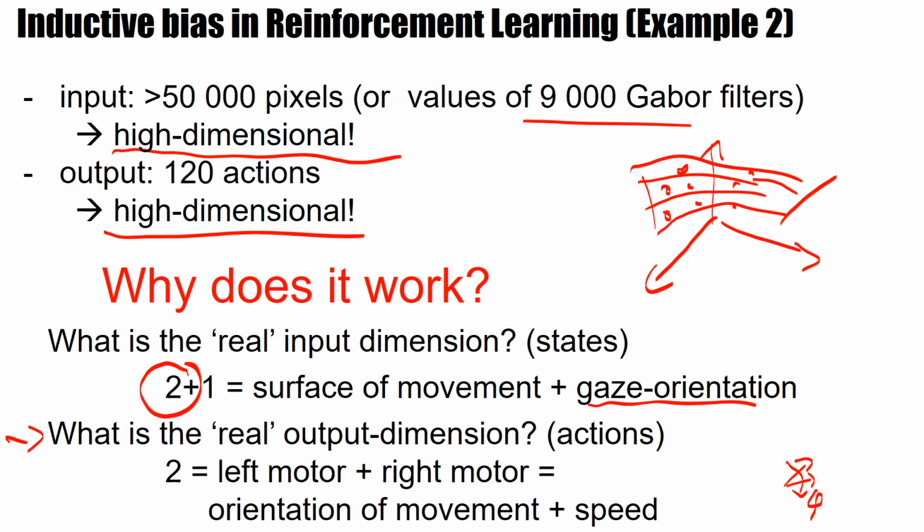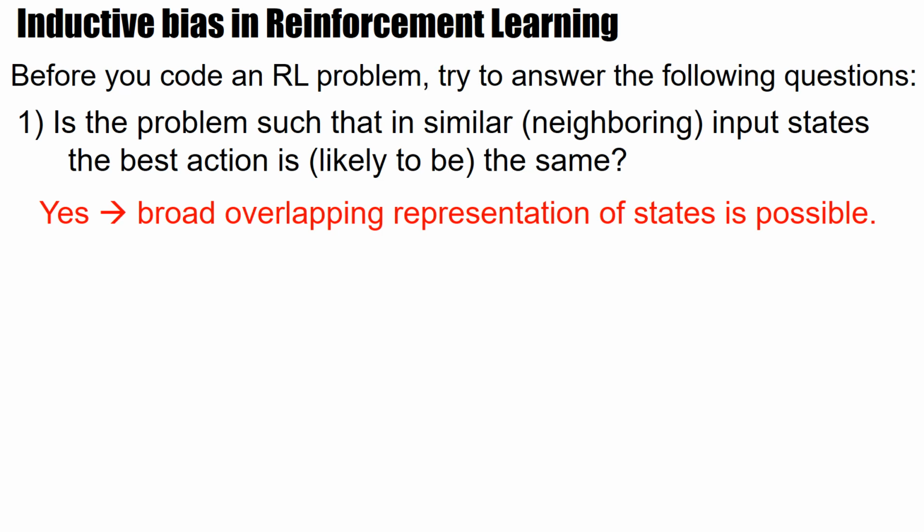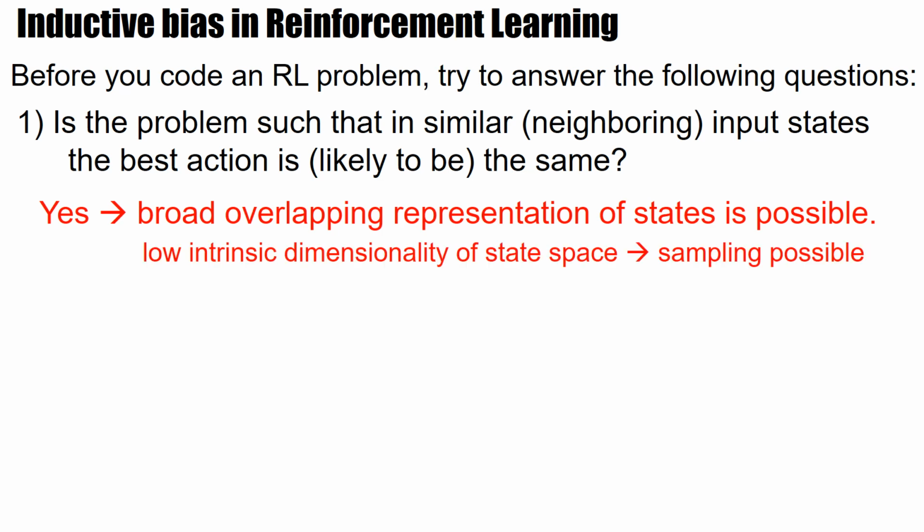So how can we generalize in the output space, in the action space? Now, I said before you code an RL problem, we should try to answer the following questions. Is the problem such that in similar neighboring input states, the best action is likely to be the same? The answer here is yes. And that's why we have broad overlapping representation of states. And sampling is possible because of the low intrinsic dimensionality of the state space.